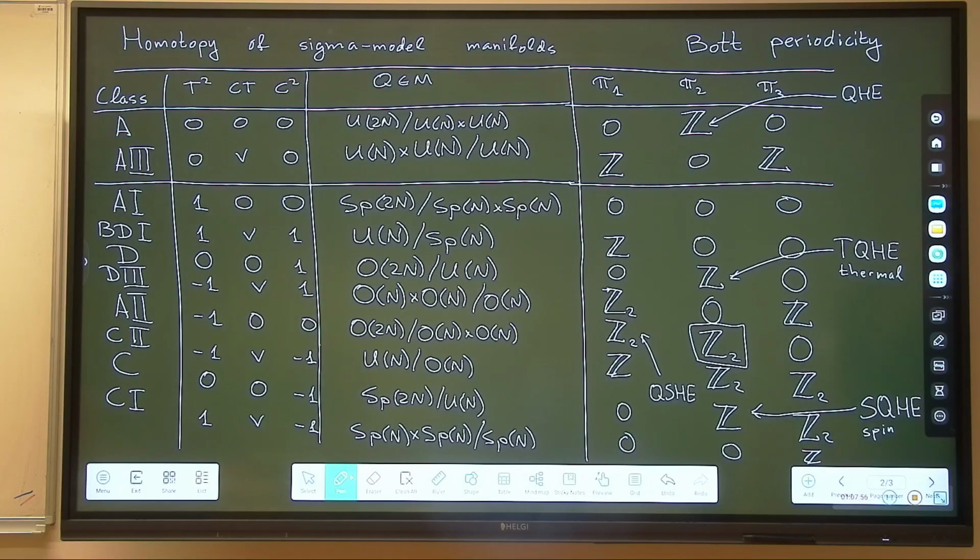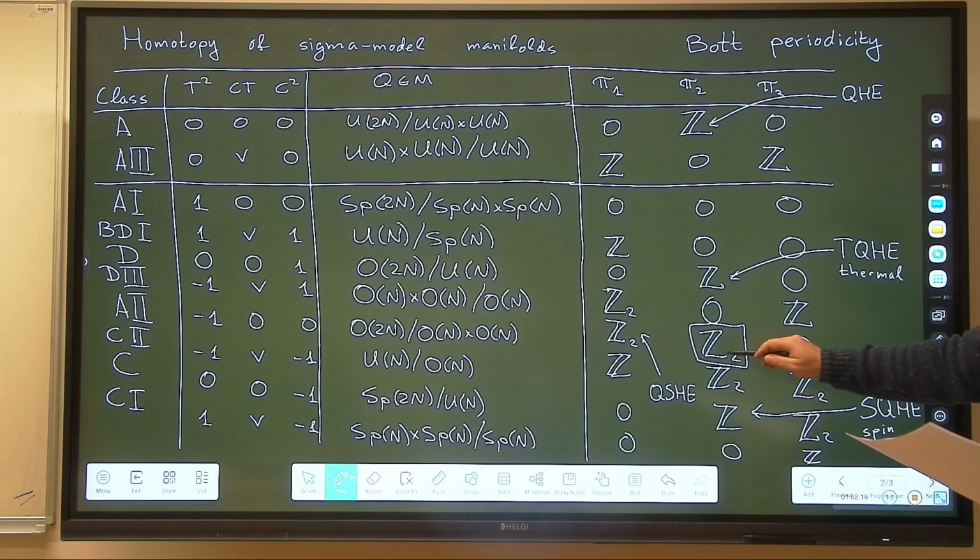Please, this is very important. Nobody actually pays attention. Quantum spin Hall effect is not the same as spin quantum Hall effect. They are in different dimensions. Well, they are both 2-dimensional, but one is in the symplectic class, the other one in class C. This is very important. These are 2 different effects.